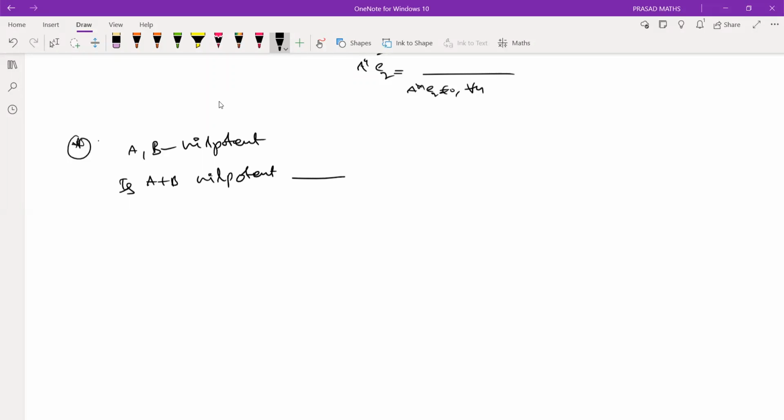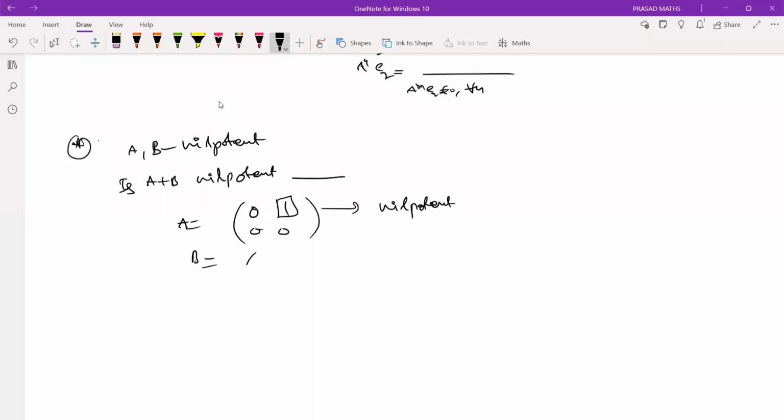Does it mean that A plus B is nilpotent? Anybody? Yes, sir. No, need not be in general. Suppose you take the matrix 0, 1, 0, 0. It is a strictly upper triangular matrix. Already I told you a strictly upper triangular matrix is nilpotent.